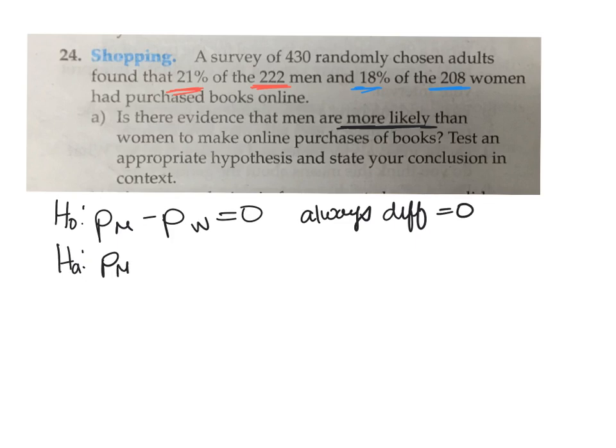It's the proportion for men minus the proportion for women would be greater than 0, if I subtract in that direction and I want to know if men are more likely, right? So that would be greater than 0. If I switched it and I did PW minus PM, then it would be less than 0, right? Because we want to know, is PM bigger?